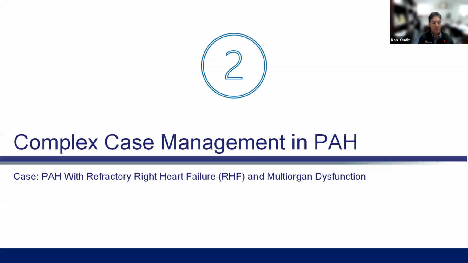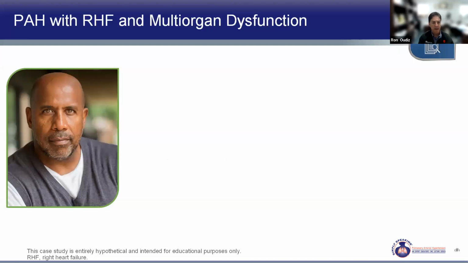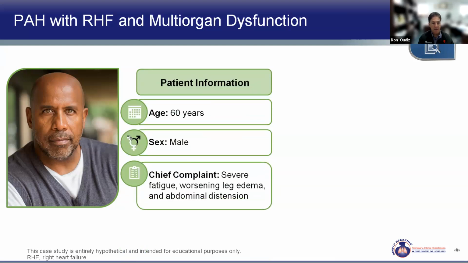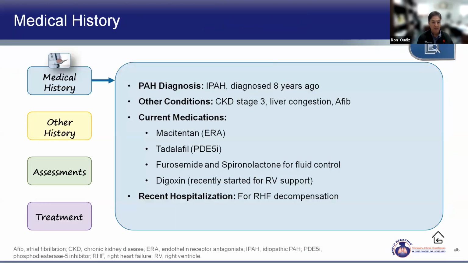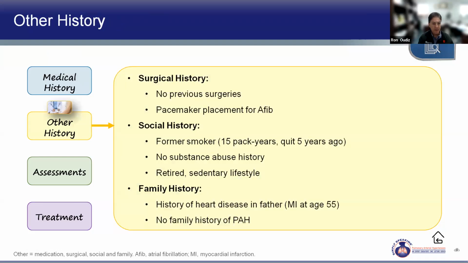The next case is much more complex. This is refractory right heart failure with multi-organ dysfunction. And this is really for people that are practicing and taking care of patients in the acute care setting, particularly in the ICU. This is a 60-year-old man whose chief complaint is severe fatigue and worsening leg edema with abdominal distension. He was diagnosed with IPAH 8 years ago and placed on treatment. He now has CKD3, liver congestion, and AFib, he's on oral therapy plus diuretics, and digoxin was started for RV support. And he was hospitalized because he came in with right heart failure.